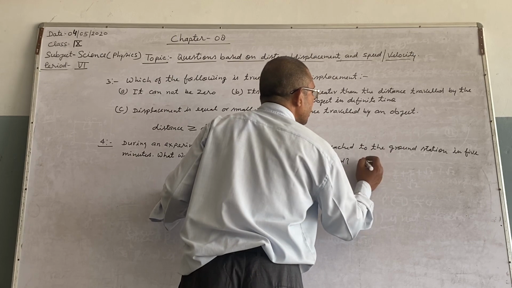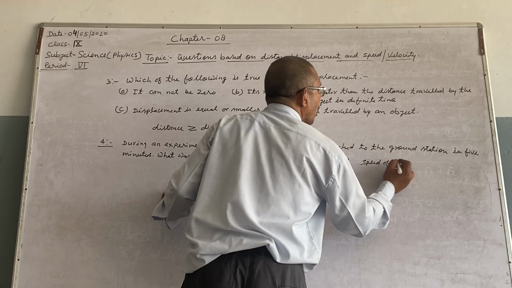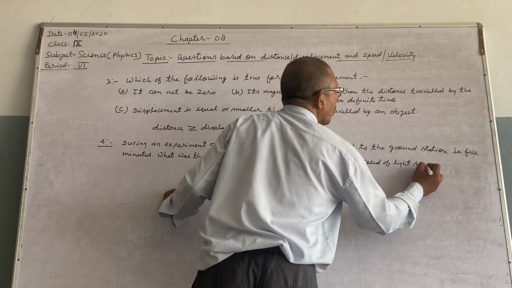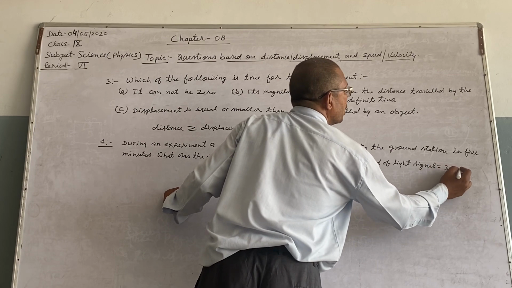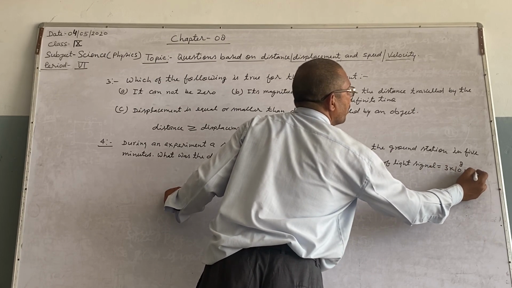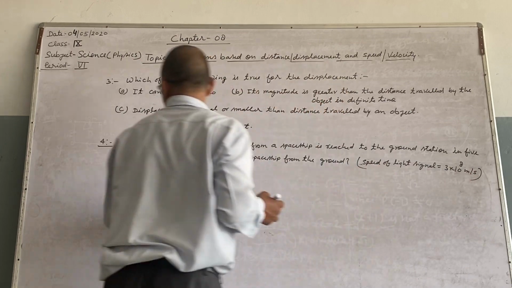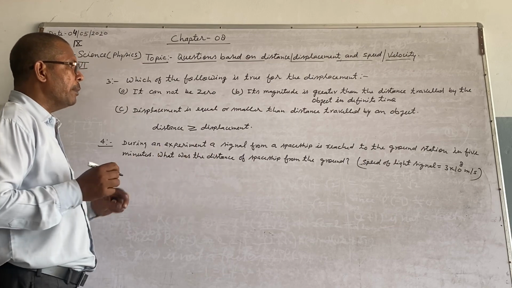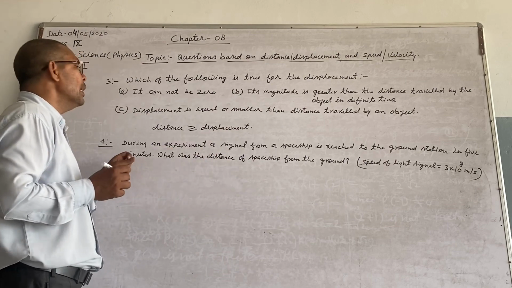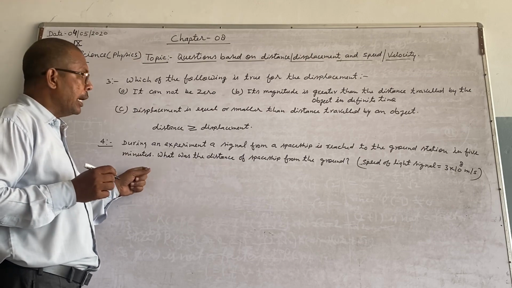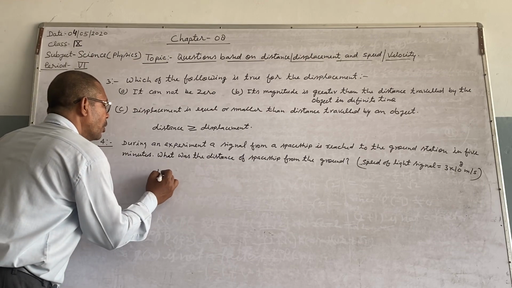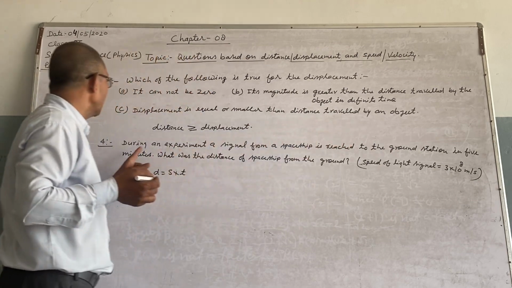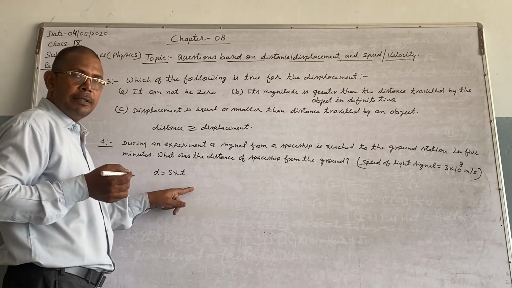Speed of light signal equal to 3 into 10 to the power 8 meter per second. Question is very simple. Here you have to find out the distance; speed and time have been given. Although time is given in minutes, change it into seconds and then write d equal to s into t. But you have to change the 5 minutes into seconds, right?